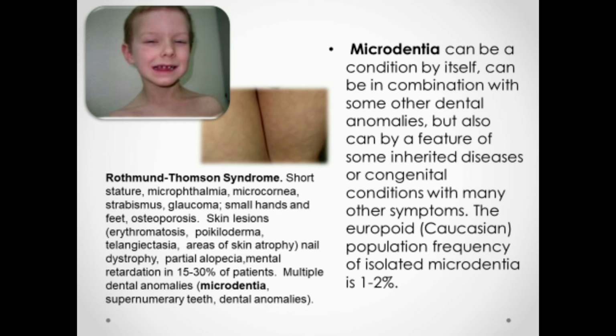Microdenture can be a condition by itself, can be in combination with some other dental anomalies, but also can be a feature of some inherited diseases or congenital conditions with many other symptoms. The Europoid, Caucasian, population frequency of isolated microdenture is 1 to 2%. Apparently, isolated microdenture is related to a mutation of the PAX9 and MSX1 genes.